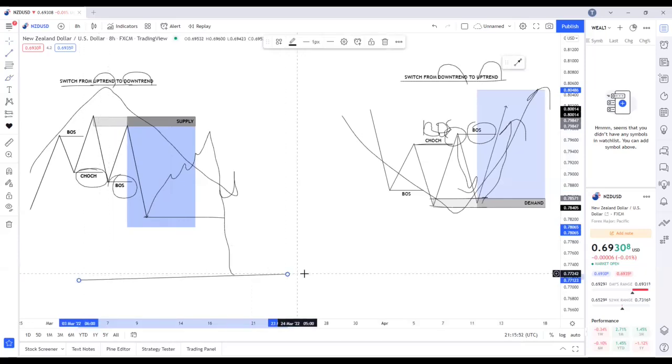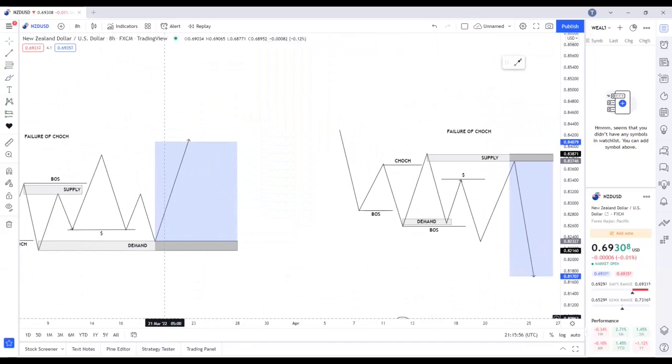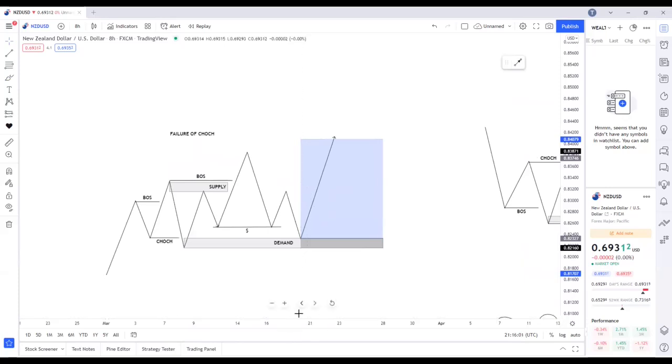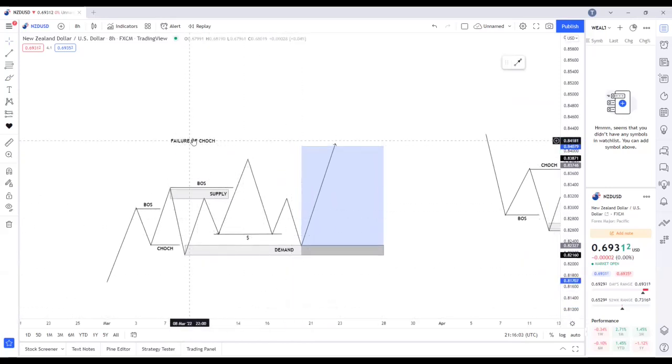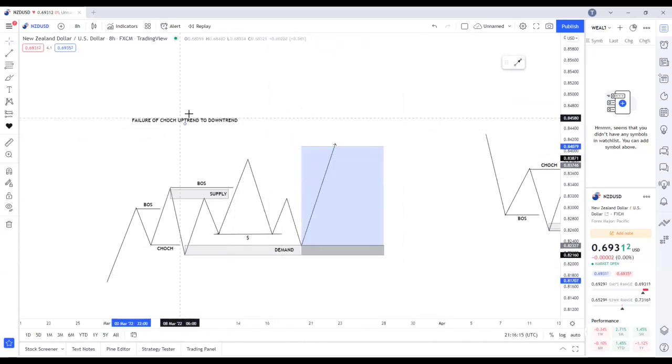So now, since we saw everything, let's see: if the market fails to do what you ask it to do, what will happen? We're going to start with this one. We have a failure of a change, which means a failure of moving from an uptrend to a downtrend. Understand? The market fails to give us what? A change of market character.